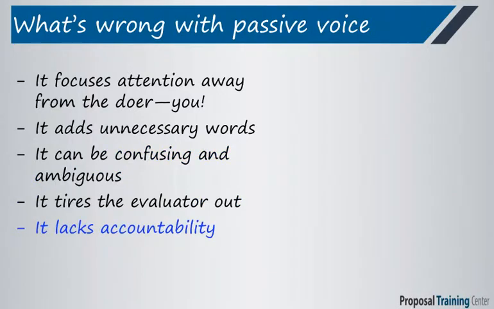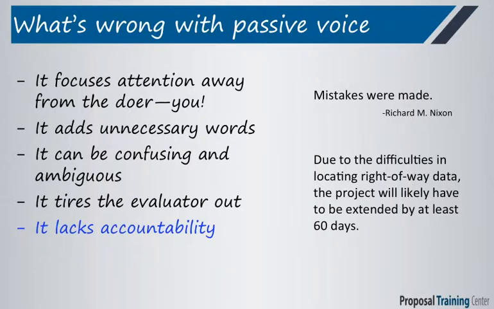Finally, passive voice lacks accountability. Now this is great if you're a politician. However, it doesn't work so well for you if you're seen as trying to wriggle out of admitting a mistake. Due to the difficulties in locating right-of-way data, the project will likely have to be extended by at least 60 days. In this case, the project manager was trying to avoid admitting to the customer that he couldn't meet a milestone. Okay, there you have it: the reasons not to use the passive voice.